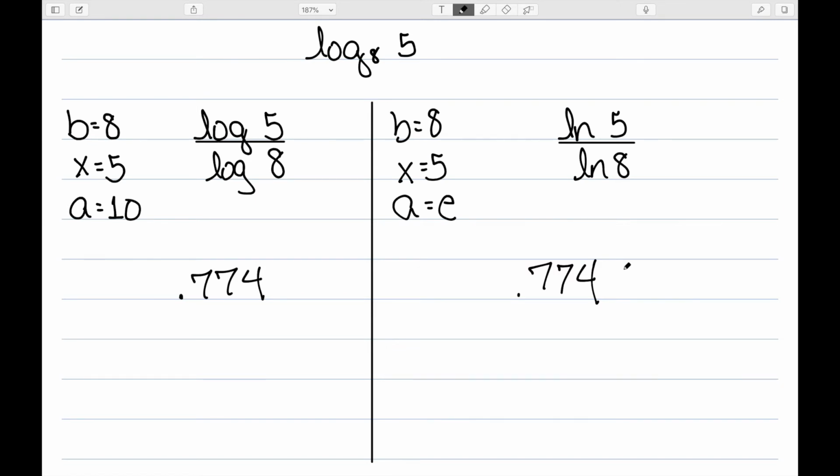So when we're doing these, it doesn't matter if we want to move to base 10 or base e, we get the same answer at the end, which is good since this should be the same evaluation of log base 8 of 5, no matter which base we decide to move to.